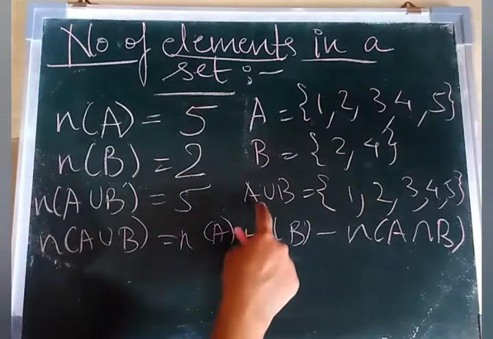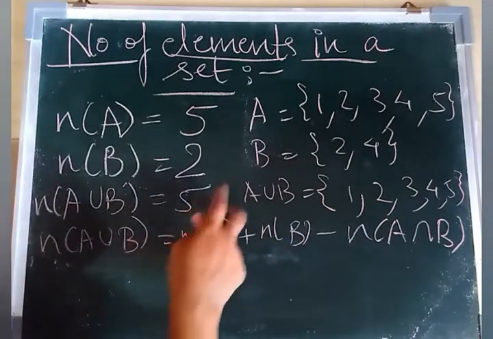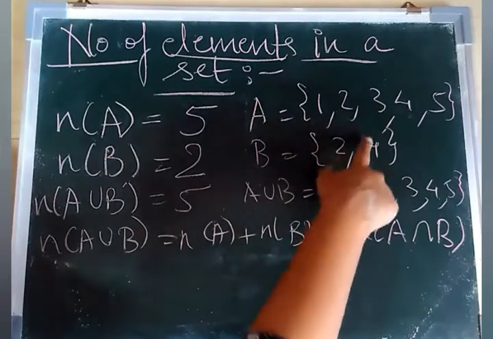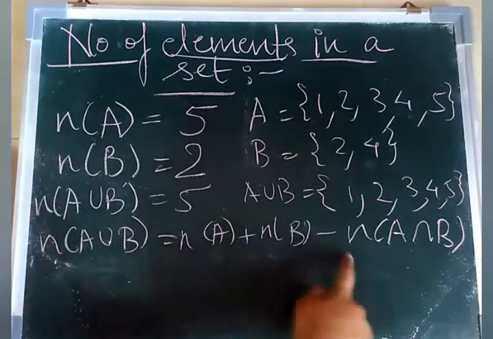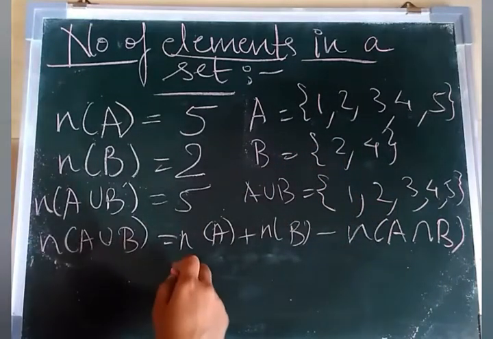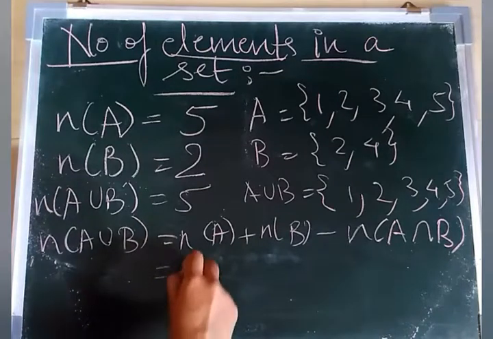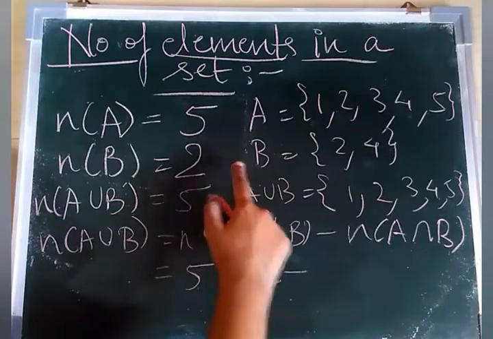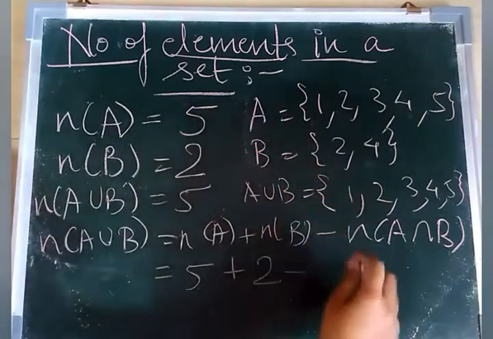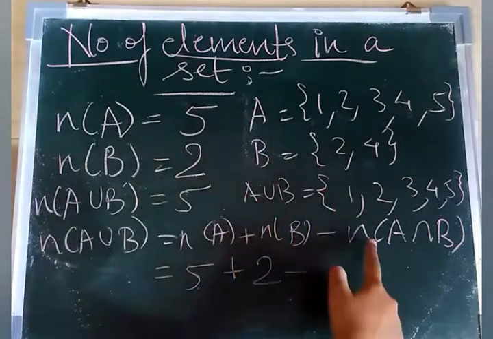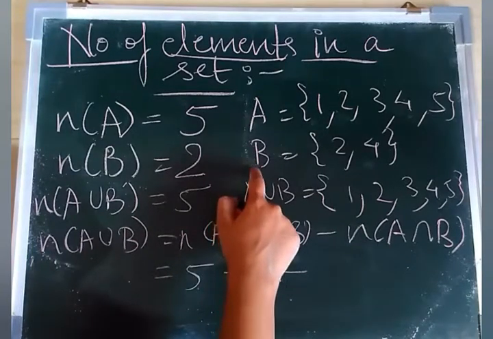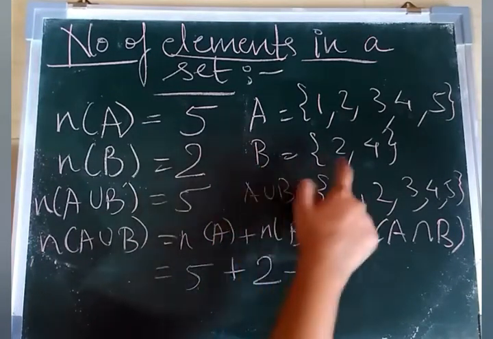Let's cross check. Now what is A intersection B? In this particular example, A intersection B is {2, 4}. That is, it is the same as B. So N of A intersection B is equal to 2. And N of A intersection B is the same as N of B because B is a subset of A, and by the property of intersection of sets, if B is a subset of A, then A intersection B is the same as B. So it is {2, 4}.